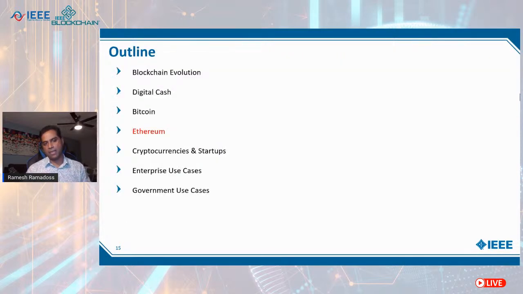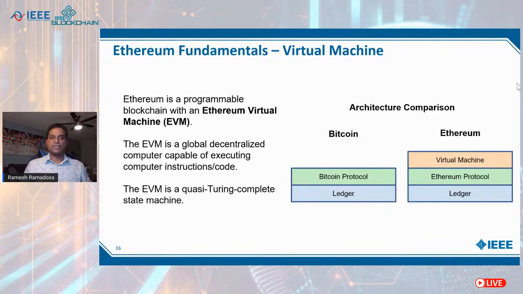So now let's talk about Ethereum. On the right side, you see the layer comparison. The difference between Bitcoin and Ethereum is that in Ethereum, there is a virtual machine, which enables you to deploy a computer program, instructions or code, and you can change the state of the blockchain.